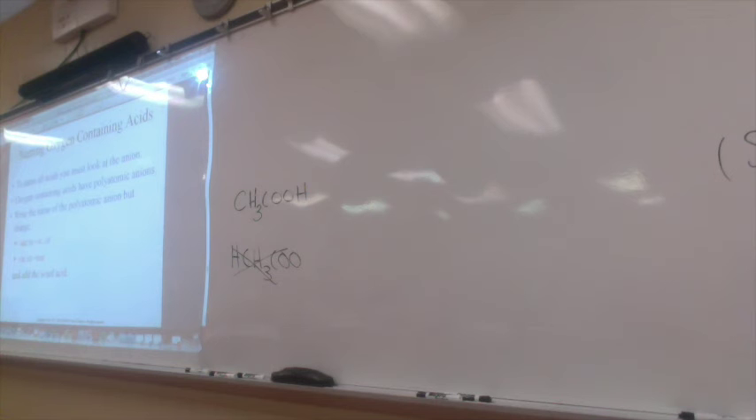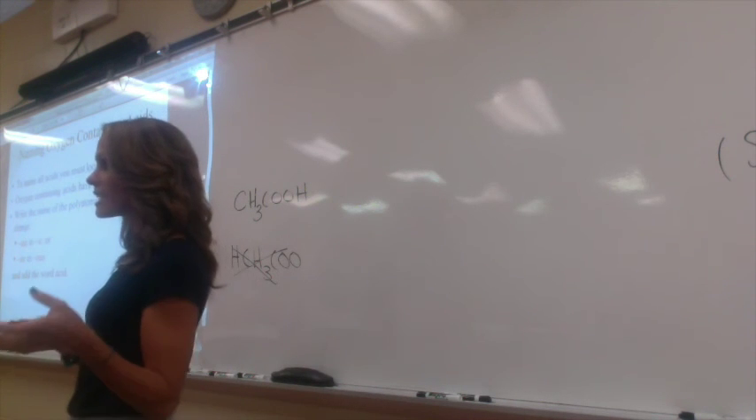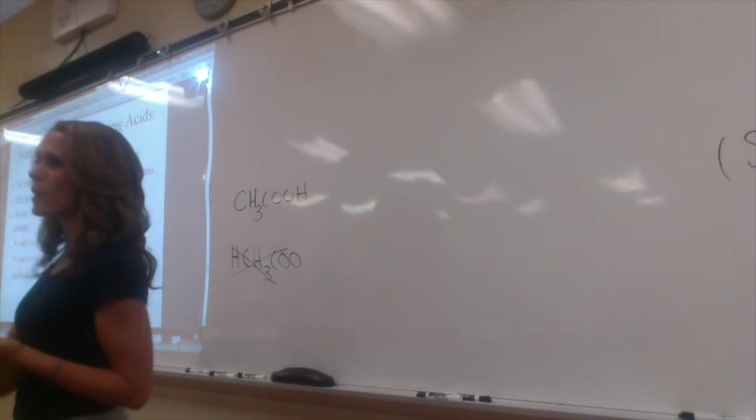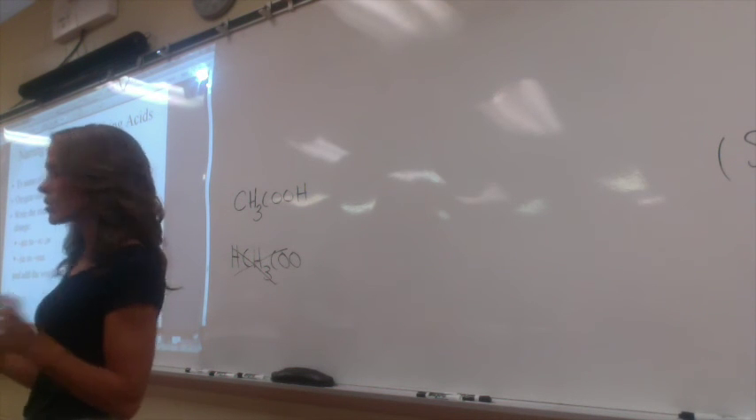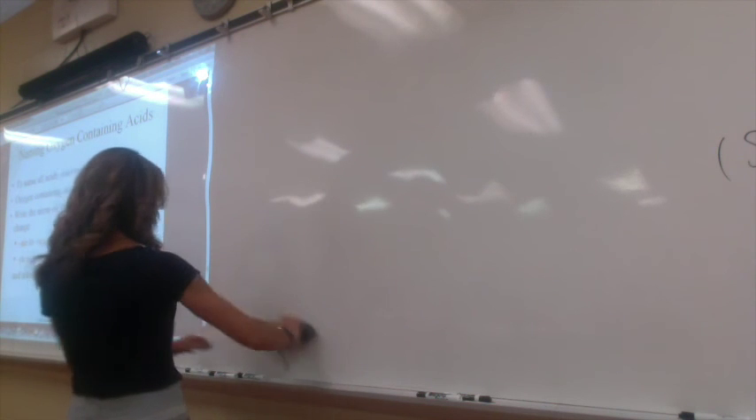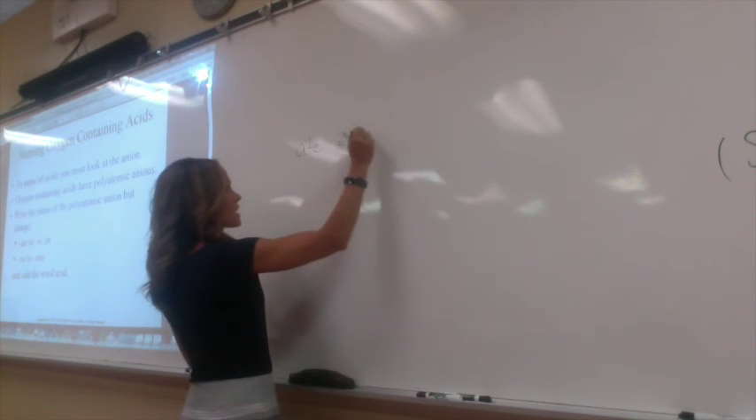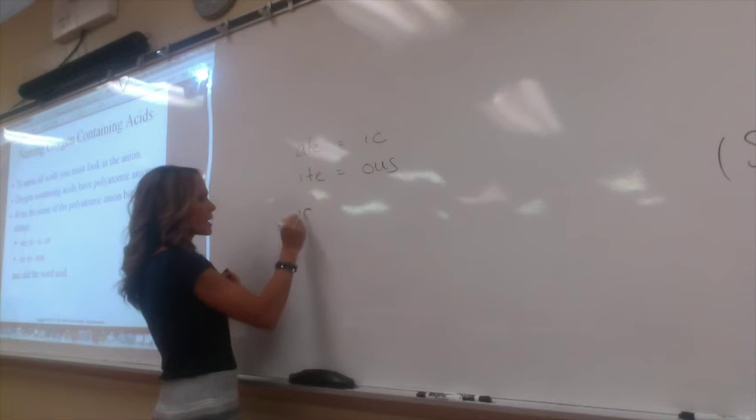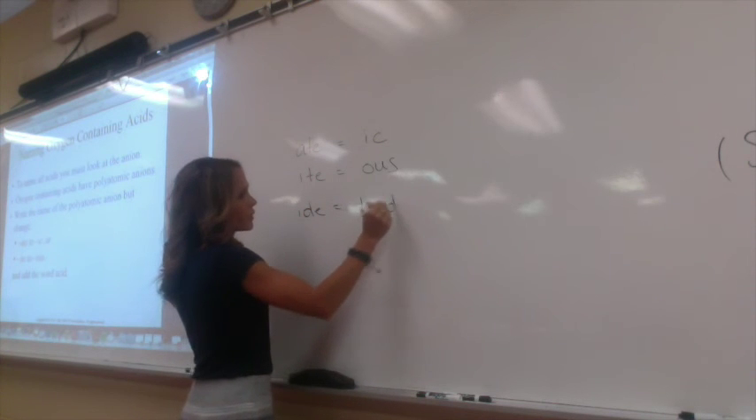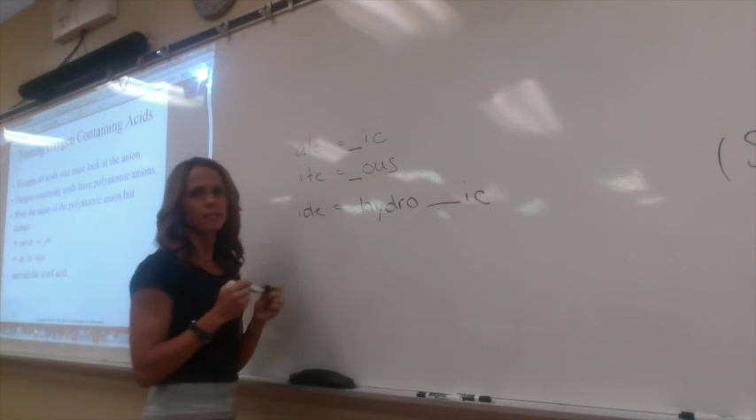Write the name of the polyatomic anion, but change its ending. So here's your rule. If you have an ate, it turns to an ic. If you have an ite, it turns to an ous. And then we'll get to, if you have an ide, that's your hydro and your ic. So the general rules are written here for you, but I'm going to write them up again. If you have an ate, that equals an ic. If you have an ite, that equals an ous. And if you have an ide, which we'll get to, it is a hydro with an ic. So these are your endings.